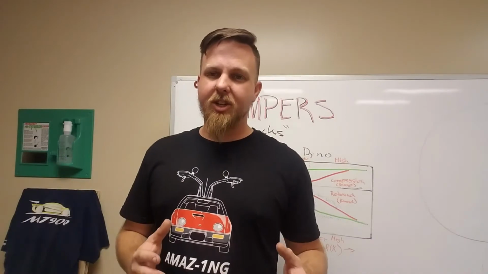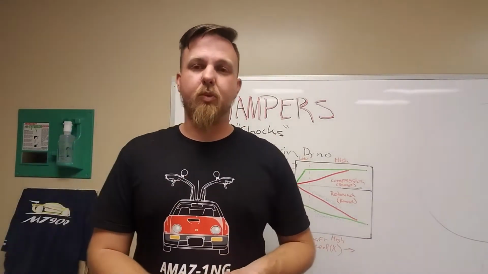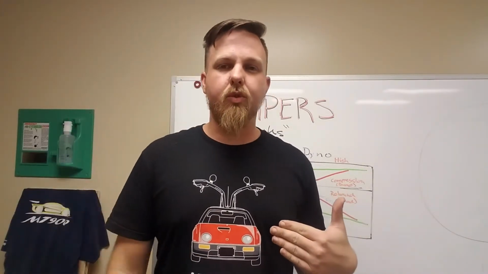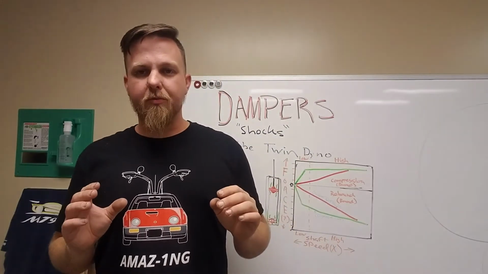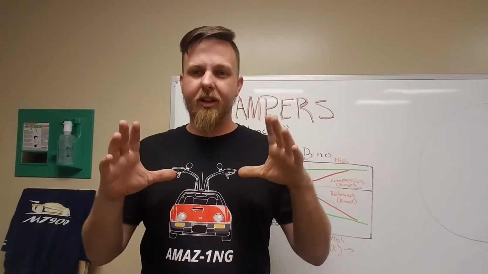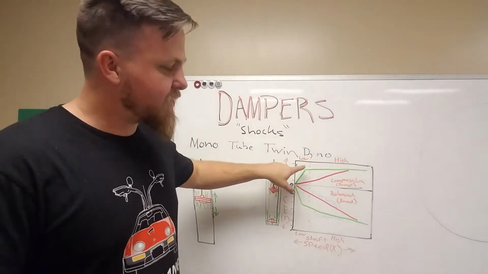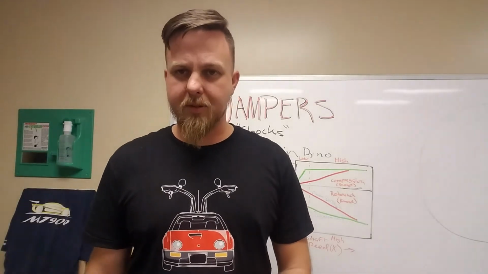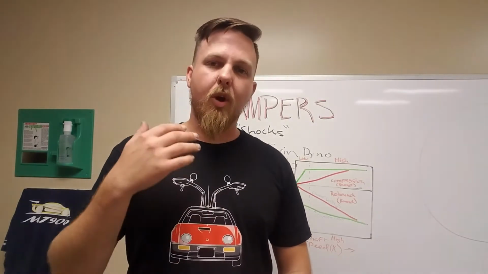Because the low speed section of the graph is low shock speeds. We're talking about between 0 and 2 meters a second. These are very small movements. Now, these small movements are what is roll, pitch, dive. Those are all included in that low shaft speed section. This is your resistance to those types of body motions, how stiff the dampers are to those types of body motions.